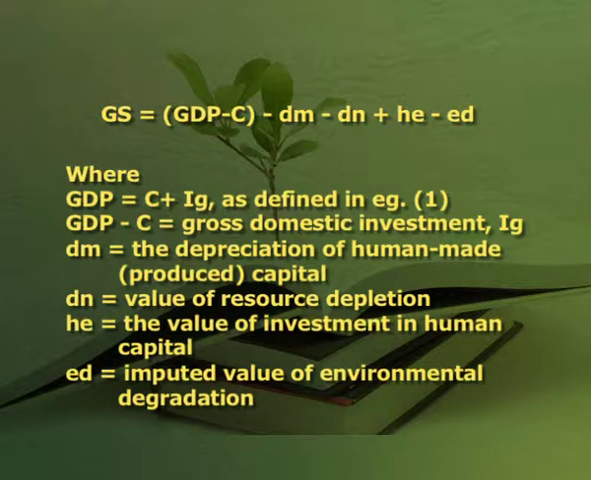DM is equal to the depreciation of human made produced capital. DN is value of resource depletion. HE is the value of investment in human capital. ED is imputed value of environmental degradation.